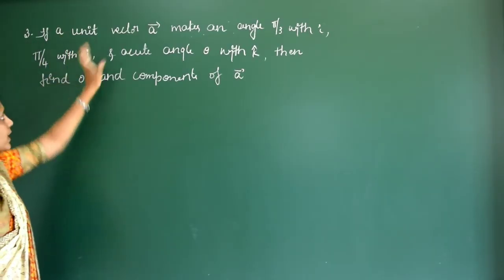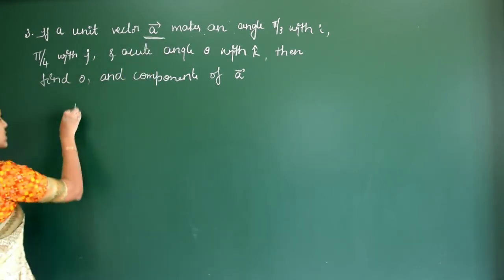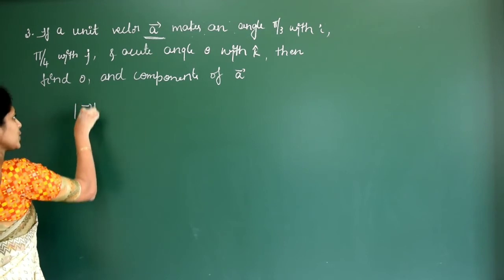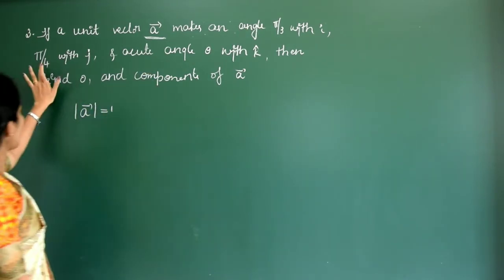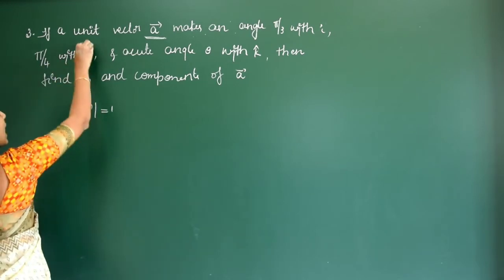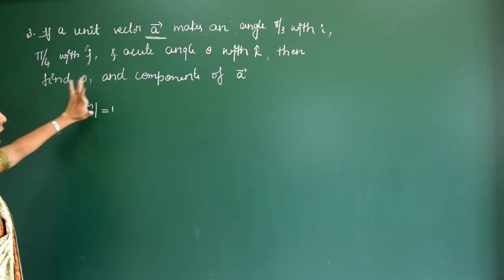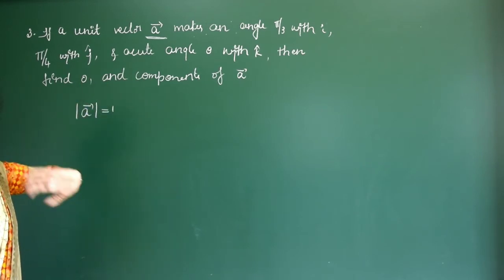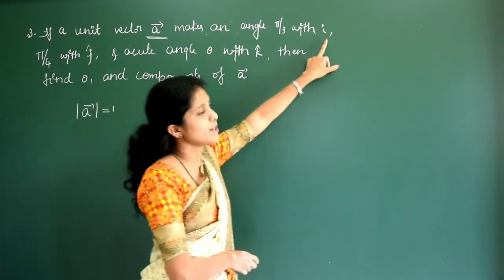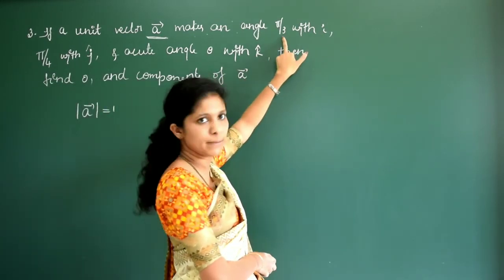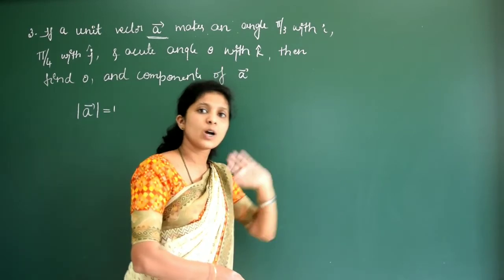A unit vector A is given, so obviously the magnitude of vector A is equal to 1. It makes an angle pi by 3 with I cap, pi by 4 with J cap, and an acute angle with K cap. Then find theta and the components of vector A. Two angles are given: with I cap it makes pi by 3, with J it makes pi by 4, and with K we have to find the angle and the components.